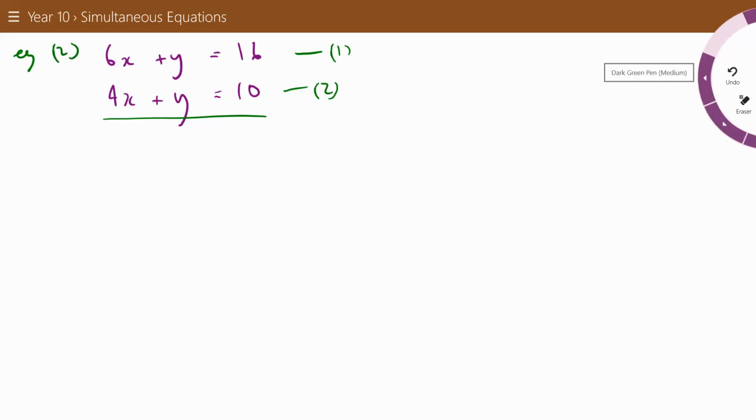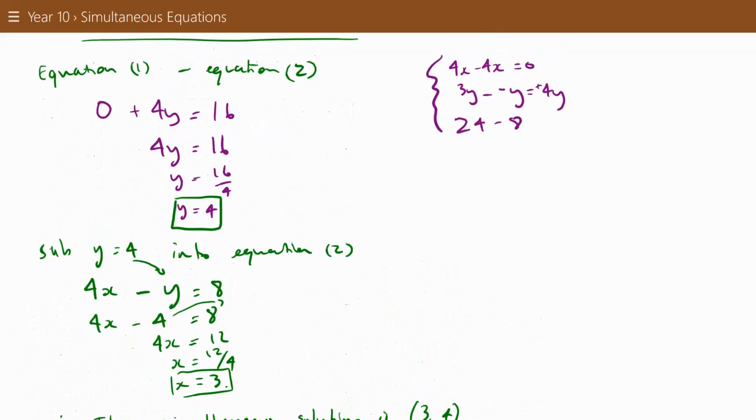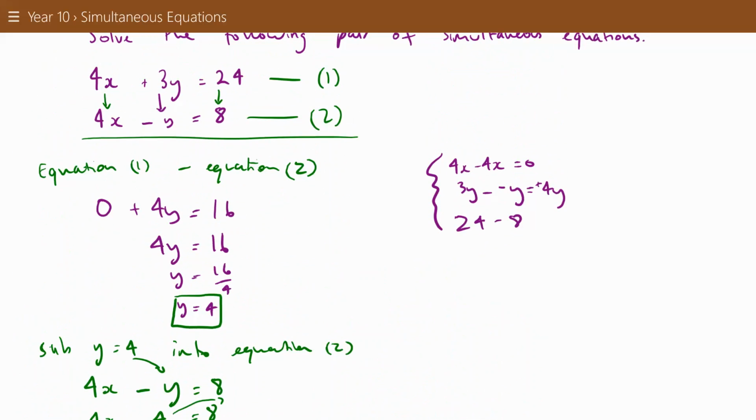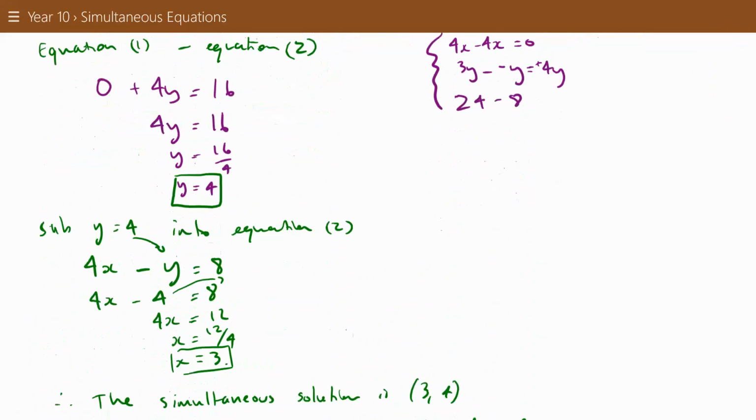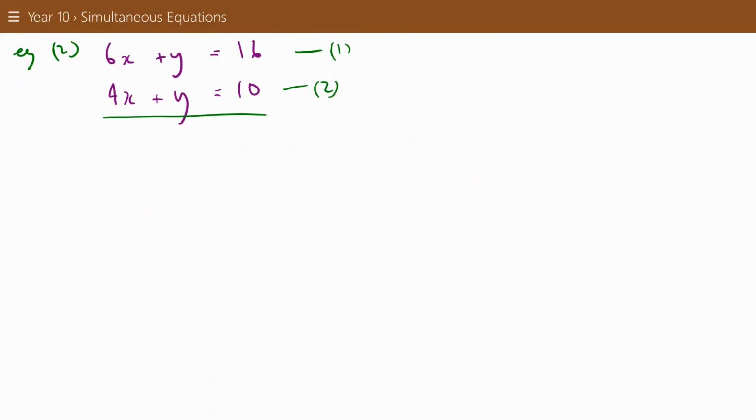And you might see the pattern here. Remember up here, we eliminated the x terms because the coefficient out the front of x was the same, 4. What is the coefficient here in this example of y? There's a 1 here and a 1 here. So whichever one has the same coefficient, you eliminate.